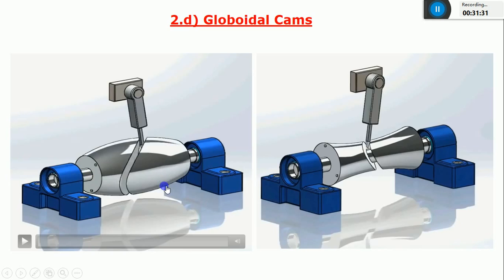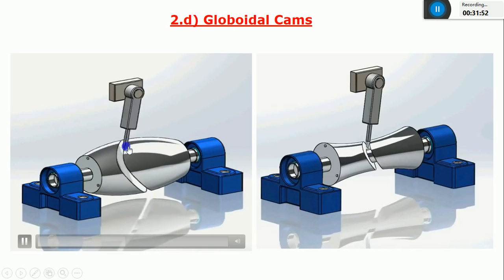This cam is connected to a shaft and the shaft is again connected to the motor. As the motor starts rotating, this cam also starts rotating. Since it has a groove, the follower is attached with respect to that groove. You can see the animation of this convex shape globoidal cam.